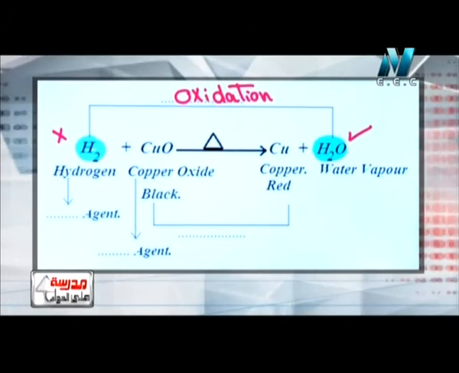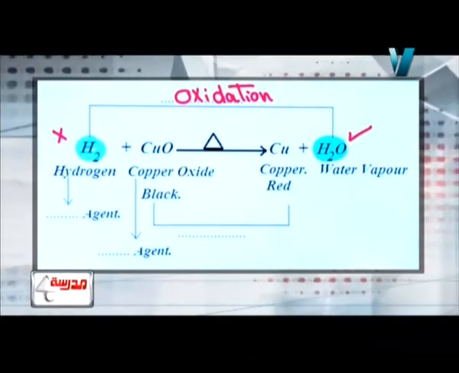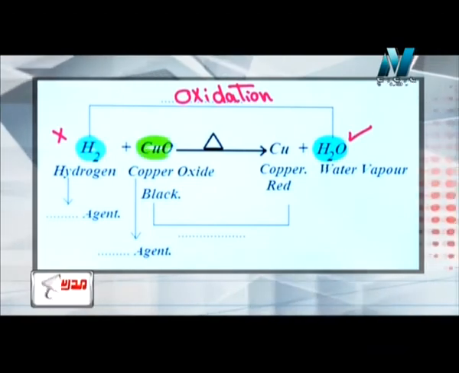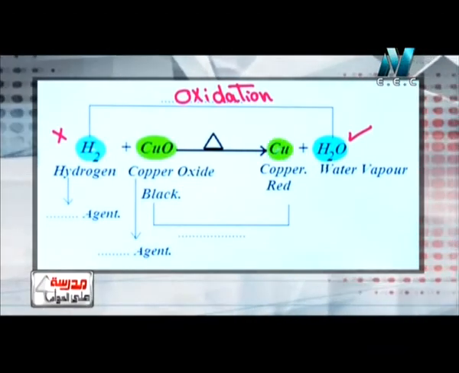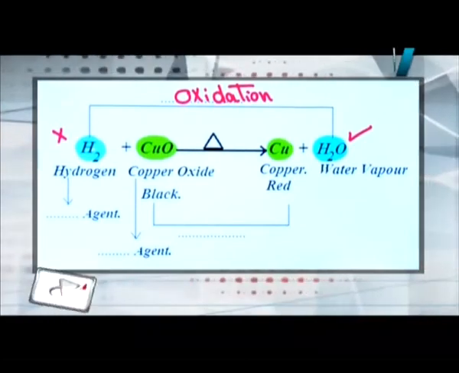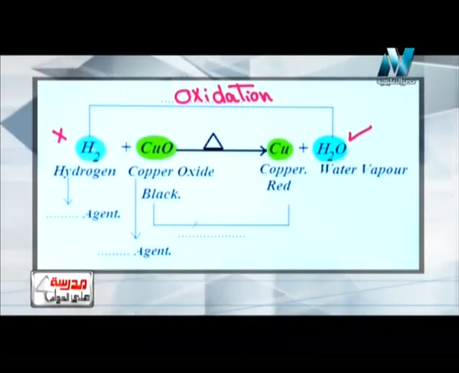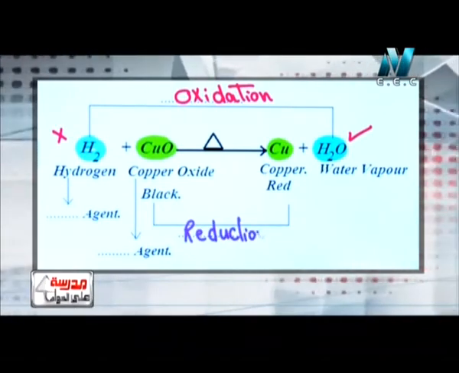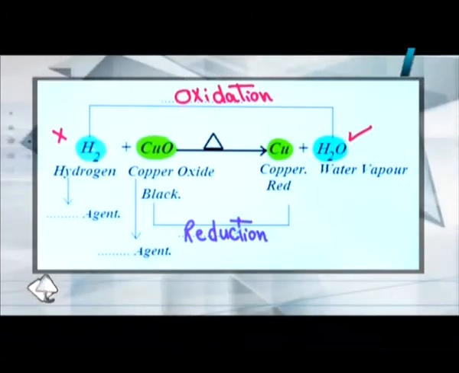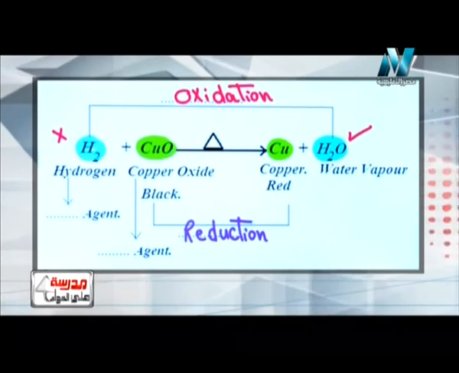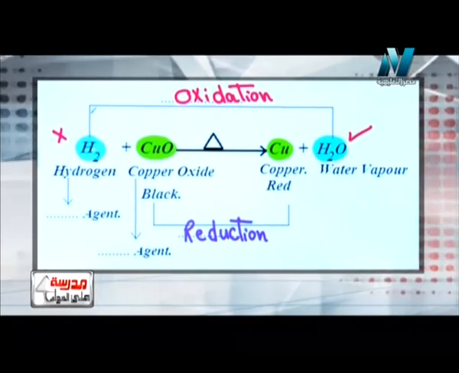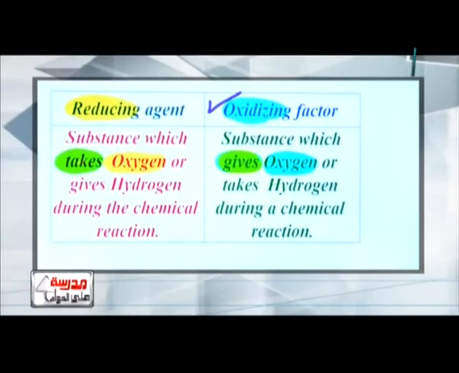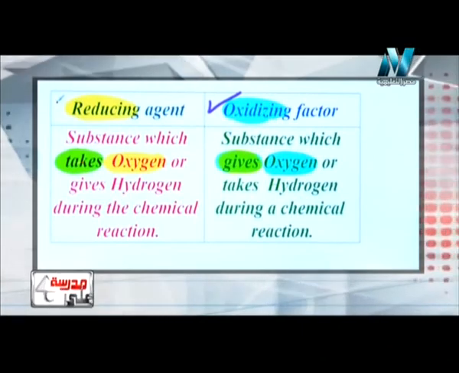So we have copper oxide changing into copper. On this side we have copper oxide and on this side we have copper. So the ratio of oxygen increases or decreases? Decreases, so we have reduction, because the ratio or the percentage of oxygen decreases. On the other side, we have to know the oxidizing agent. Oxidizing agent gives oxygen and reducing agent takes oxygen.